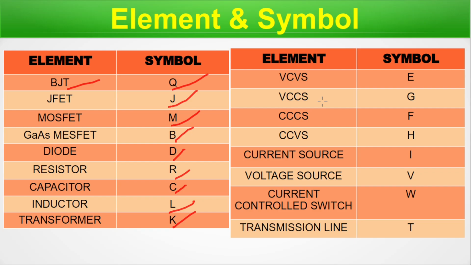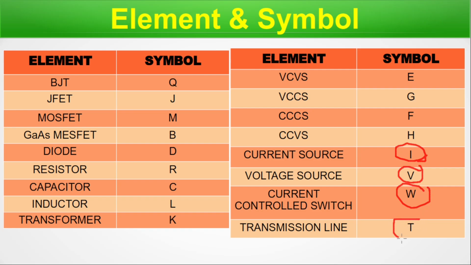The next continuation is like this. There are 4 controlled sources, right? They will have this symbol. So VCVS will have E, VCCS will have G, CCCS will have F, and CCVS will have H. The current source will be I, the voltage source will be V, and the control switches will be W, and the transmission line will be T.